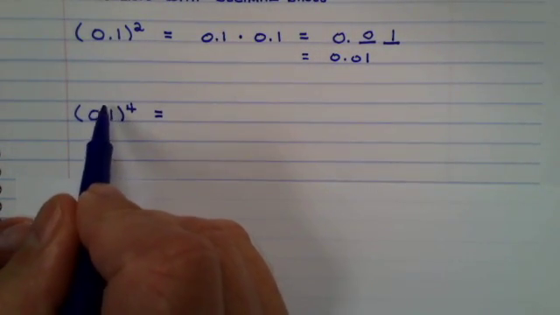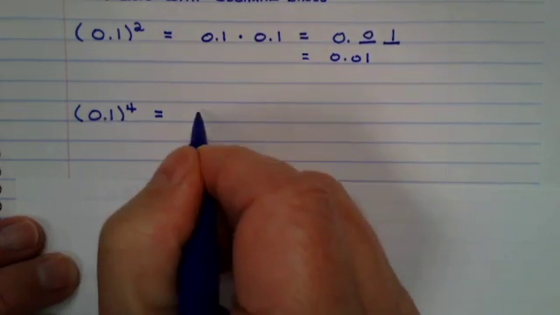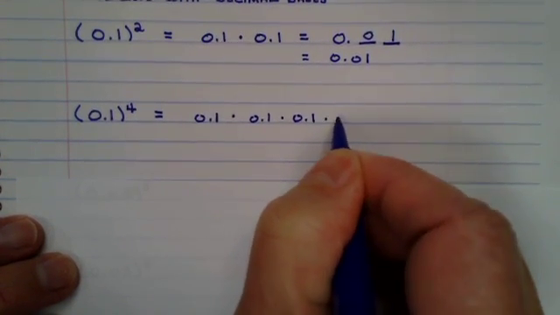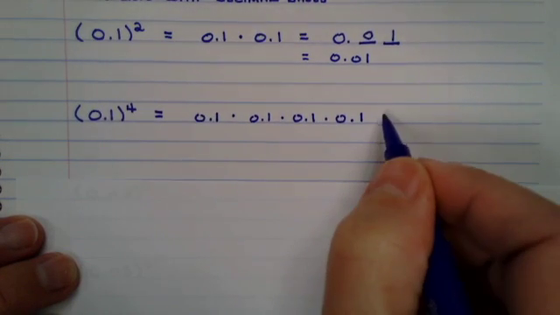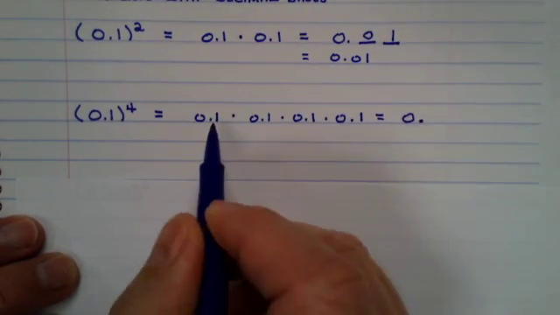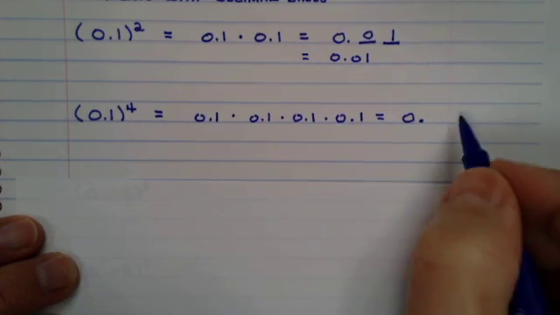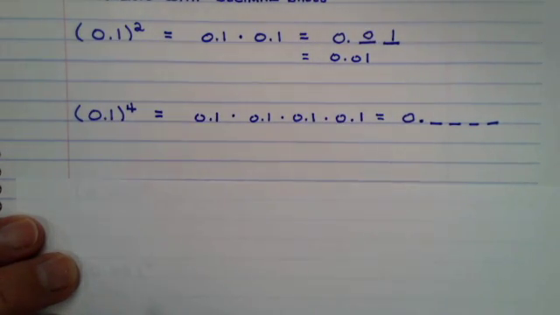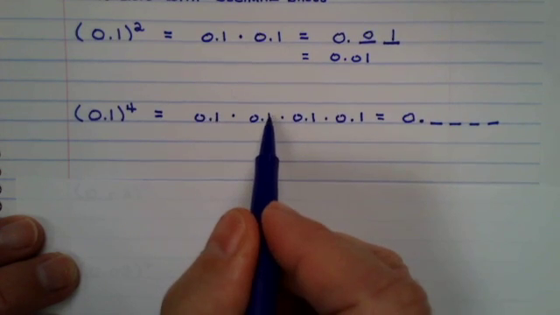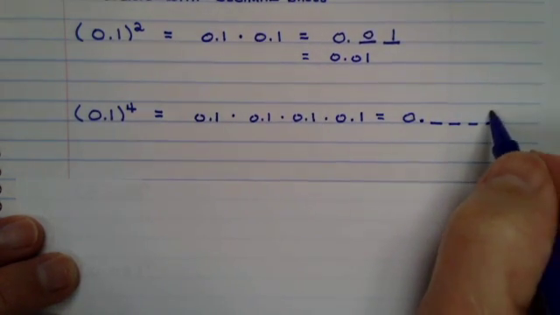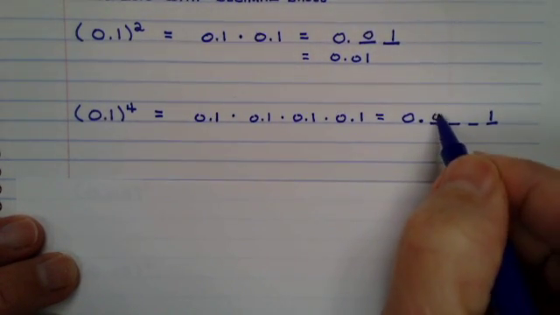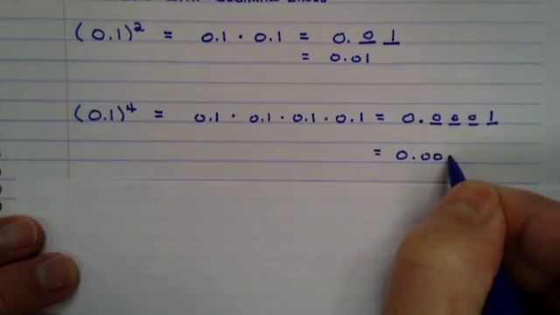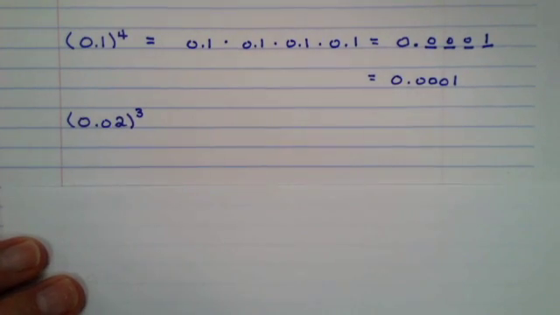This exponent tells me to multiply what's inside the parentheses that many times to itself. 0.1 times 0.1 times 0.1 times 0.1. My answer is going to have 1, 2, 3, 4 numbers after the decimal point. I multiply these numbers together. 1 times 1 is 1, times 1 is 1, times 1 is 1. A 1 goes there on the end, and the spots that are left over, zeros go in those spots. So my answer is 0.0001.